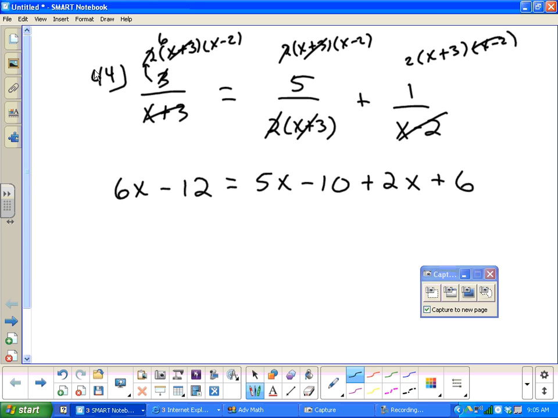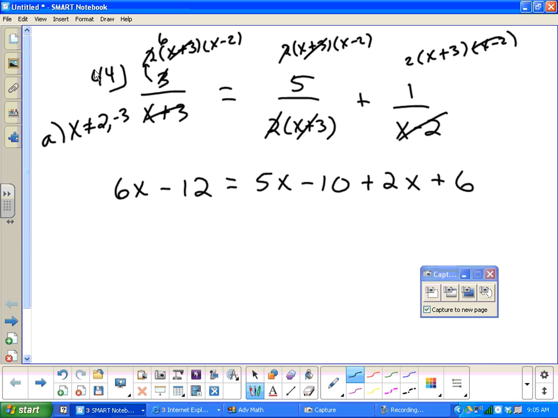Now, I forgot to do part A, didn't I? Let's go back. Let me do part A right here. Part A said what? What do we have to restrict? X cannot be 2 and -3. So if I get 2 or -3 as a solution, it's wrong. There would be no solution if that's the case.